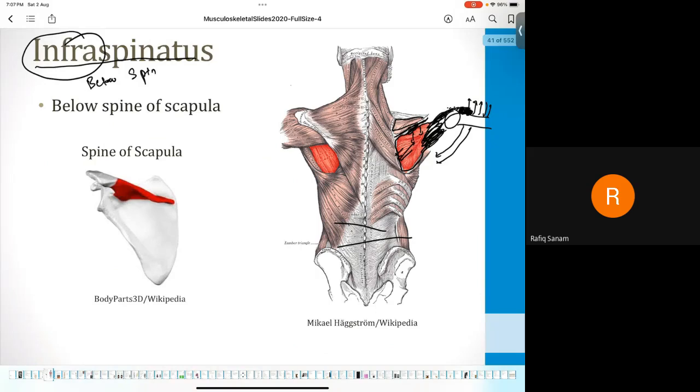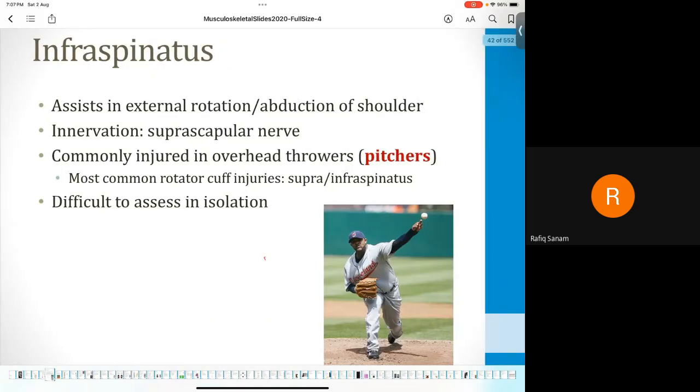Then we discussed infraspinatus, below the spine. What's going to be the function of this muscle? It's going to lead to abduction and external rotation, right? Abduction and external rotation. And the nervous supply is the same as that of supraspinatus muscle.